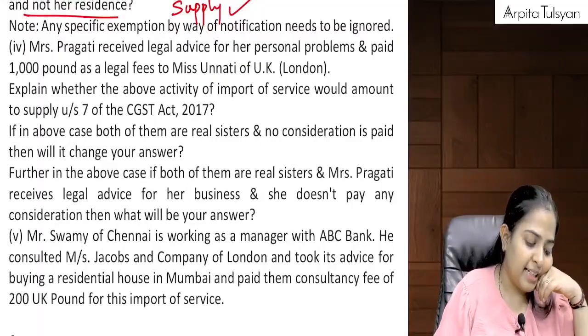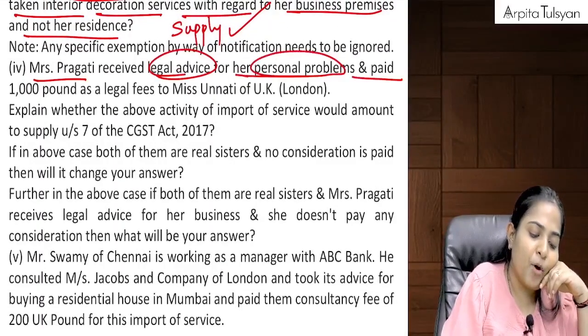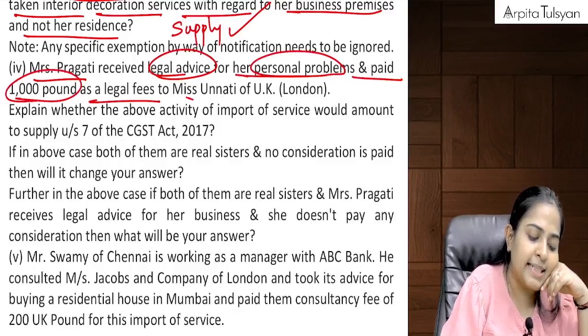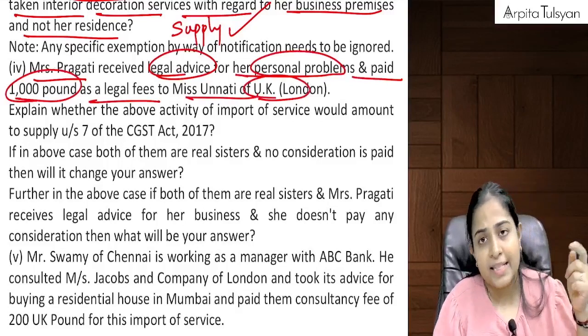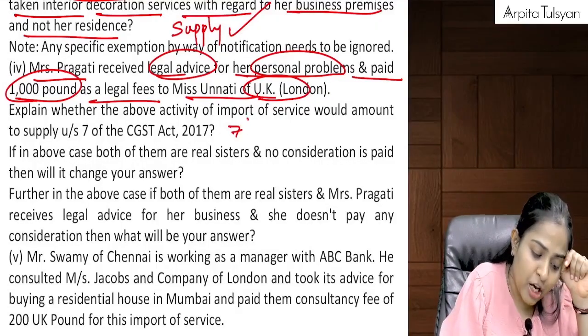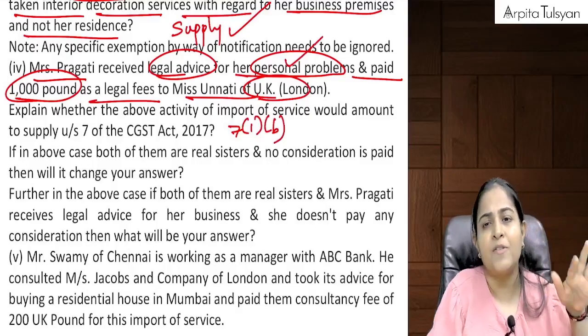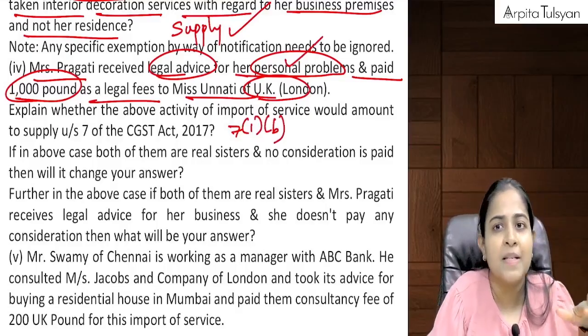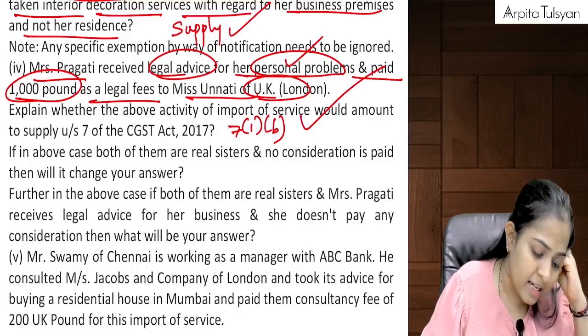Then after that, Mrs. Pragati received legal advice for her personal problems and paid £1,000 as legal fees to Miss Unnati of UK. We have paid consideration. Okay, it is importation, but we have paid consideration. So we will apply 7(1)(b), but this is for a personal problem, doesn't matter, because in 7(1)(b) they are telling it can be for business or for other than business also. So yes, definitely this will be considered as a supply.